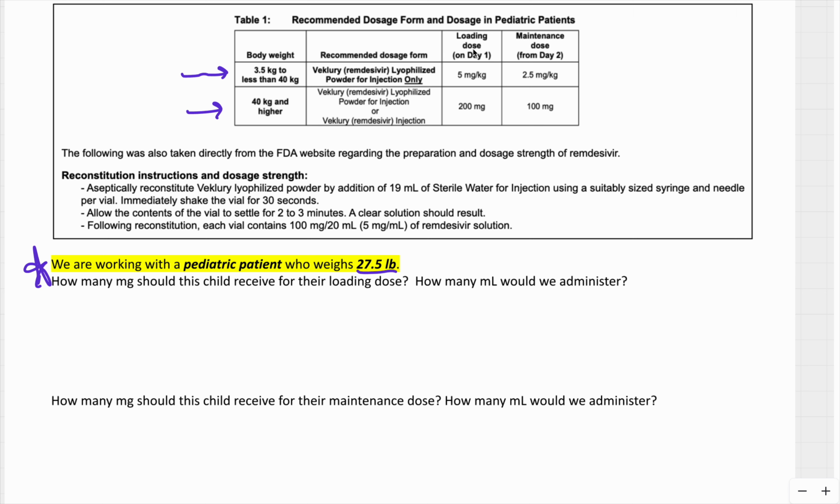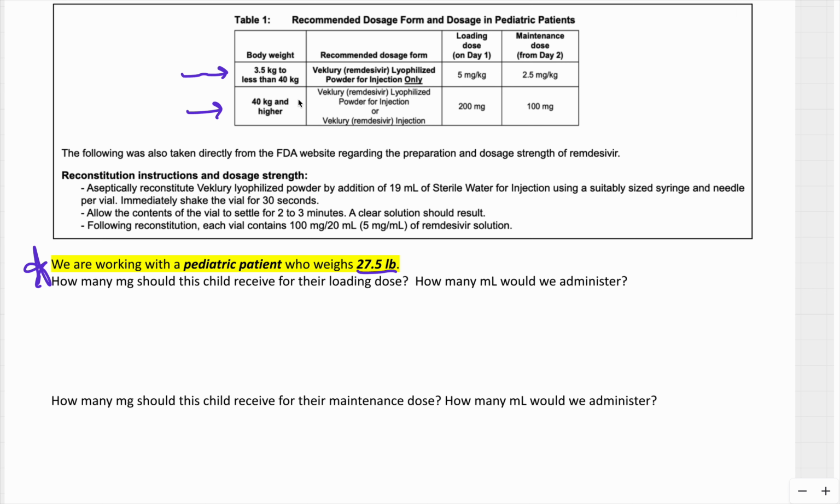The loading dose is just a dose that's given to them on day one. So when you think of this idea of loading, you're giving them this first dose. And the maintenance doses are follow-up doses. So this is going to be the next day, from day 2 and on. And so it looks like if they fall into this first group, they're going to have a weight-based dose. If they weigh over 40 kilograms, they're just going to require 200 milligrams. So that's not weight-based. So let's figure out which row they fall into.